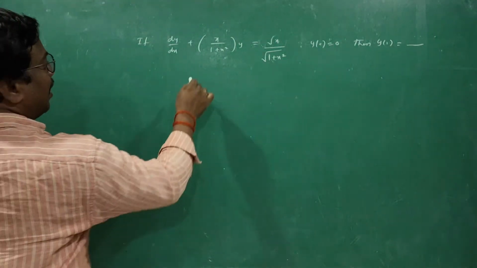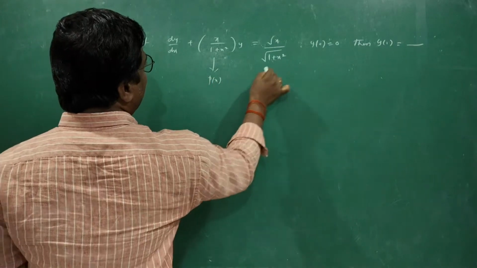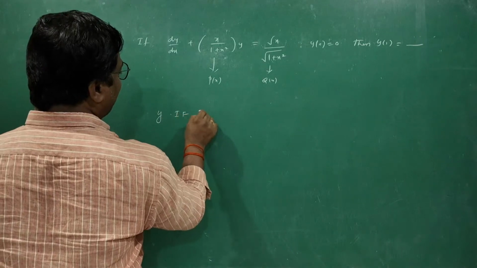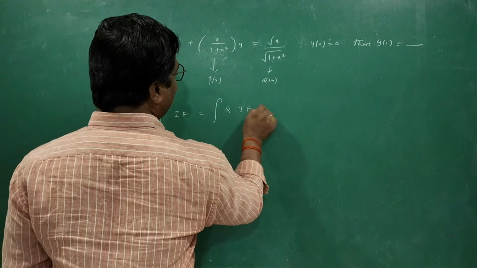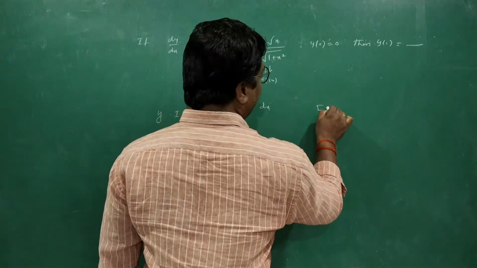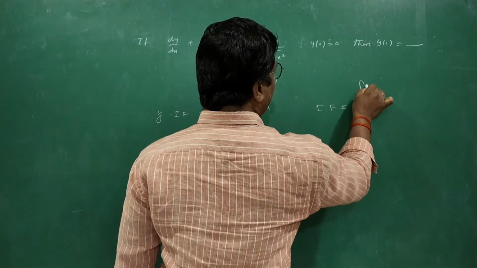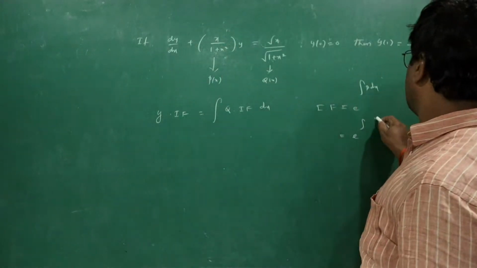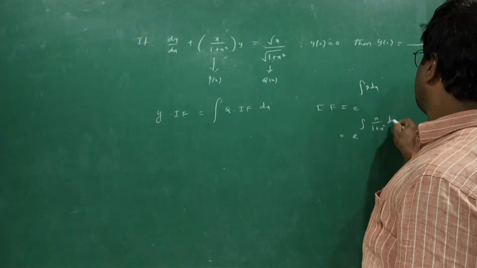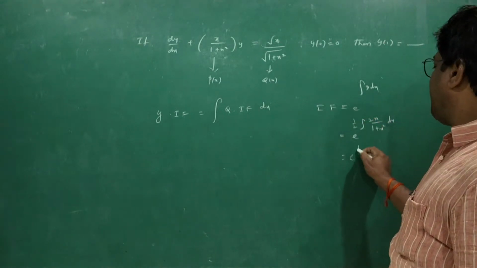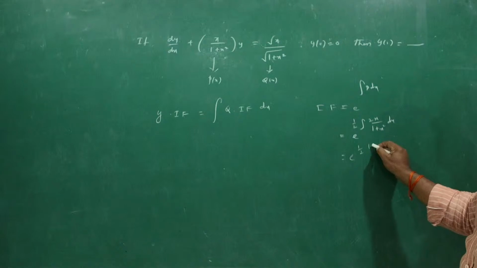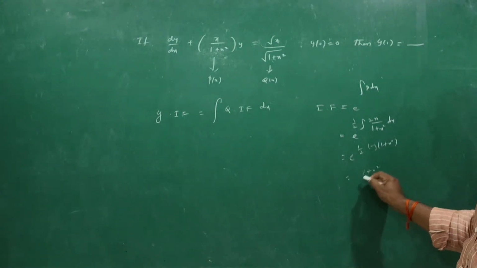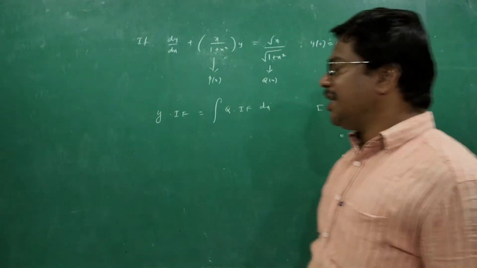This is the question, and you know that this is p of x and this is q of x. You know the general solution, y into integrating factor equal to integral q into integrating factor into dx, and here integrating factor is e power integral p dx, that is e power integral x by 1 plus x square dx. Multiply with 2 and divide with 2, e power 1 by 2 f dash x by f of x gives log of 1 plus x square. Exponential and logarithm cancel, you will get root over 1 plus x square as integrating factor.